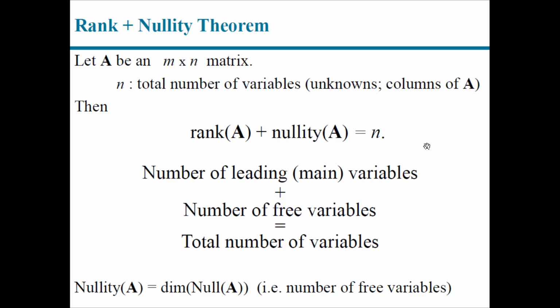So this is a very nice result, very useful. We need to remember this. So the total number of variables is equal to the number of main variables plus the number of free variables. That's it. So the dimension of the null space is just, remember, nullity. So that's equal to the number of free variables. Rank is equal to the number of main variables. Rank tells you how many rows are linearly independent in the matrix and how many columns. So this result is very important, so we need to remember it. It's very intuitive, by the way, also.